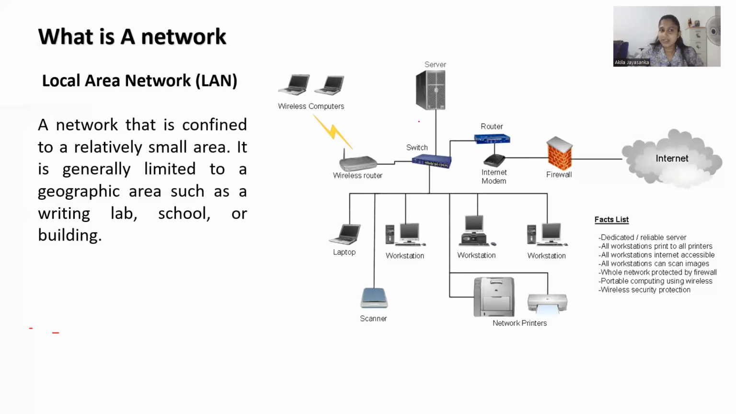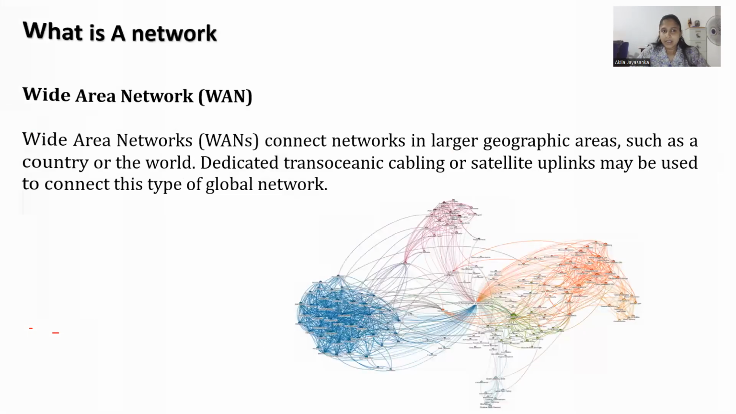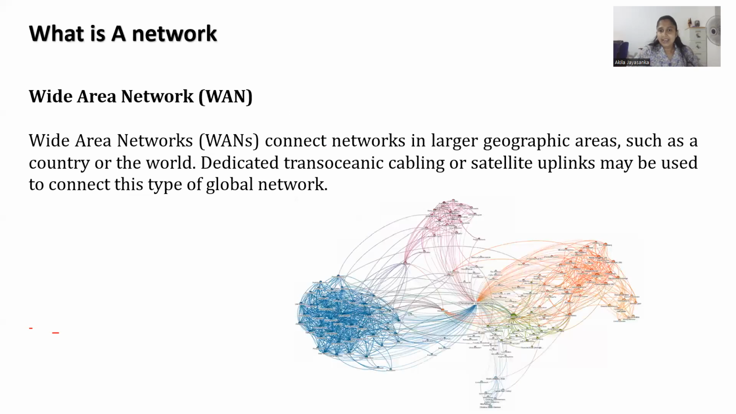A local area network is confined to a relatively small area, right? It is generally limited to a geographic area like a computer lab or a school or building. We can take that as an example of a local area network, right? And the wide area network is simply the internet.